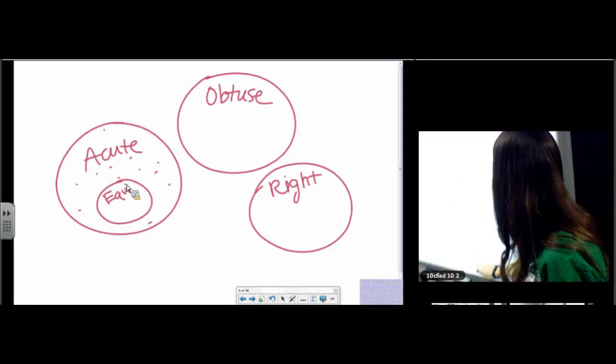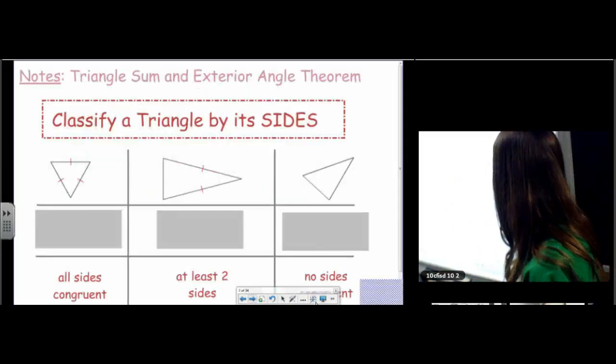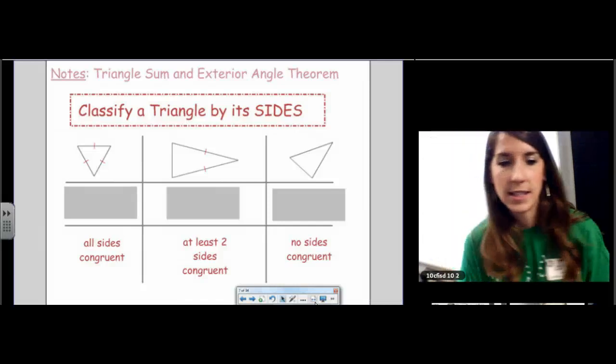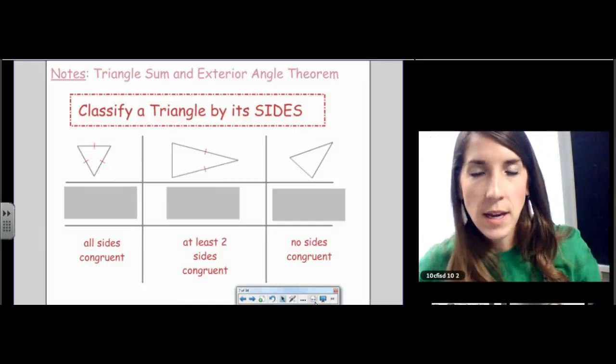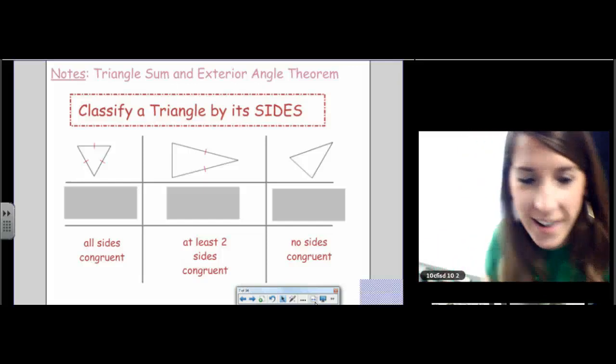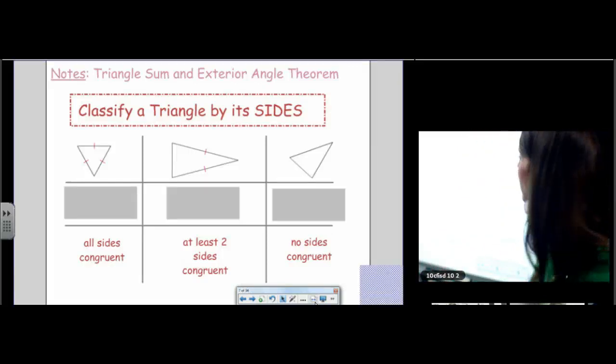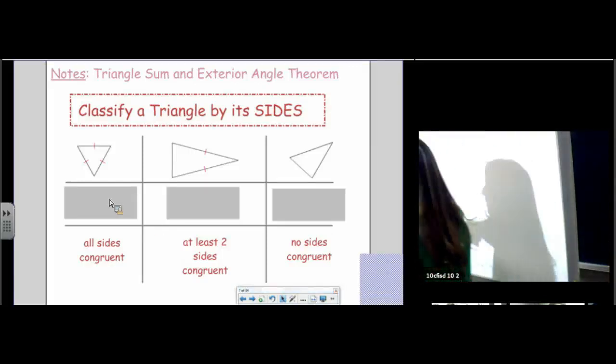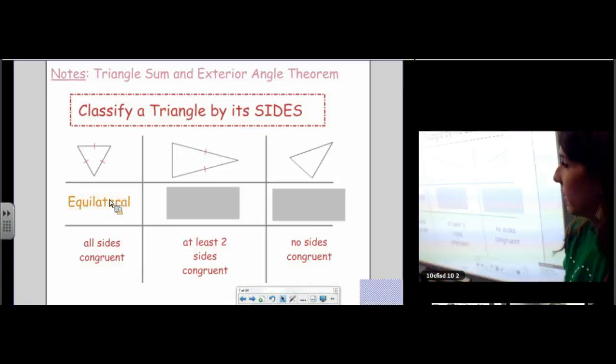All right. We can also classify a triangle by its sides. There are only 3 different options here, and I bet you know all of them. The first one, all sides congruent. Equilateral, 3 tick marks.